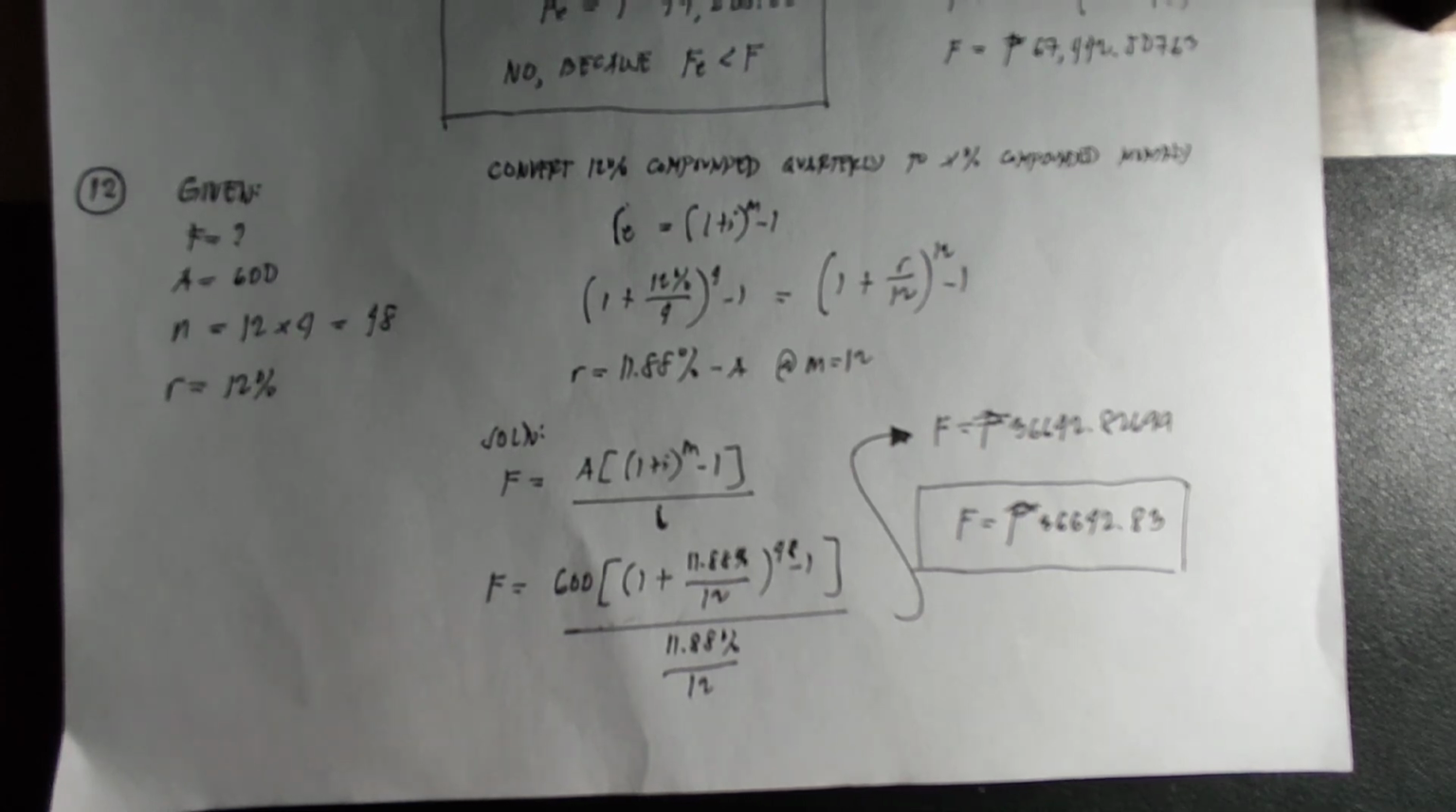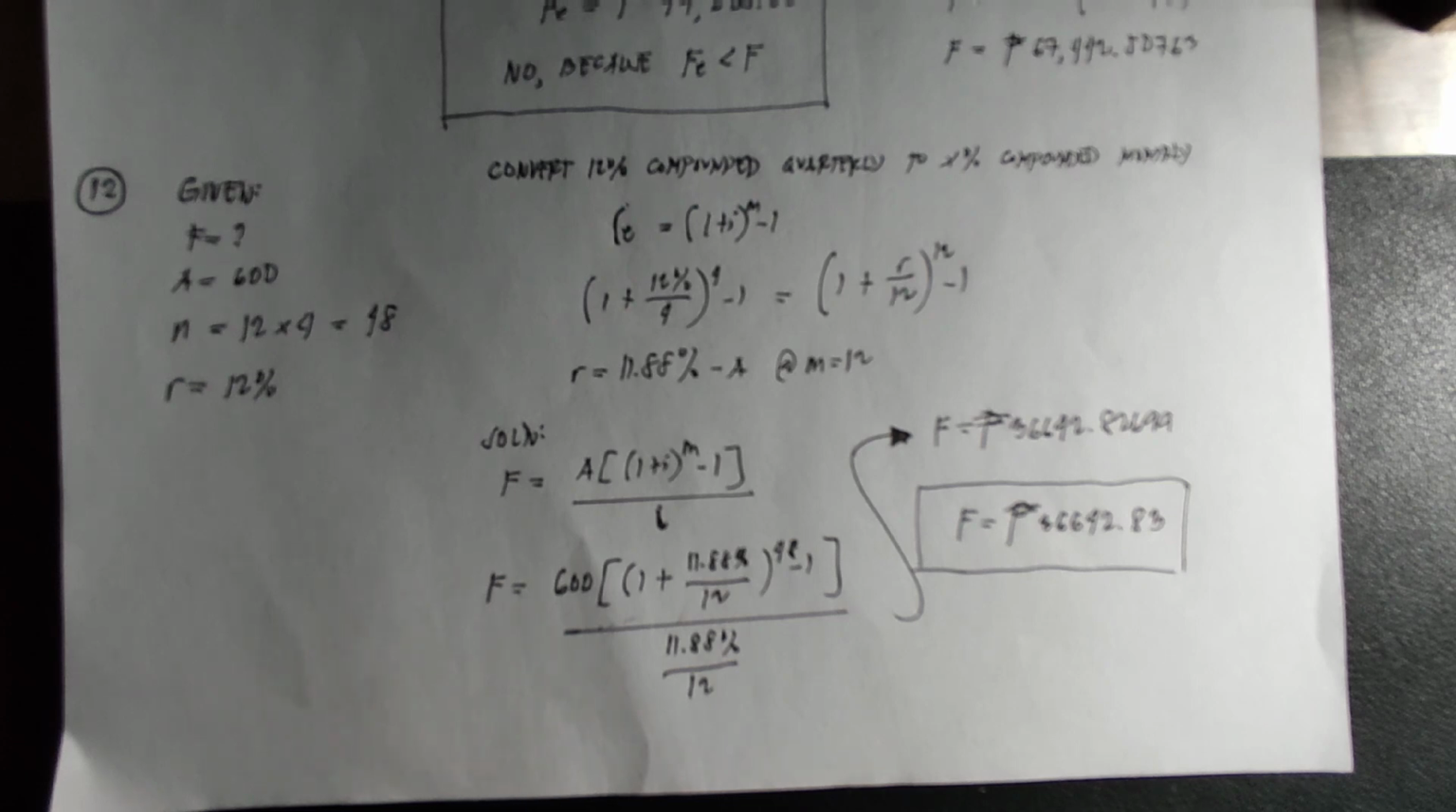So what we're first going to do is convert 12% compounded quarterly to x% compounded monthly. So i sub e is equals to 1 plus i raised to m minus 1. So we get 1 plus 12% over 4 raised to 4 minus 1 is equals to 1 plus r over 12 raised to 12 minus 1. To calculate that, we will get r is equal to 11.88% compounded monthly, m is equals to 12.